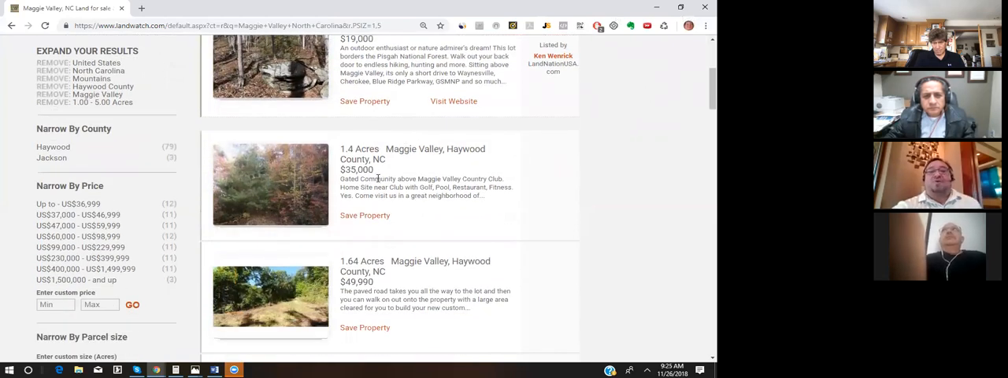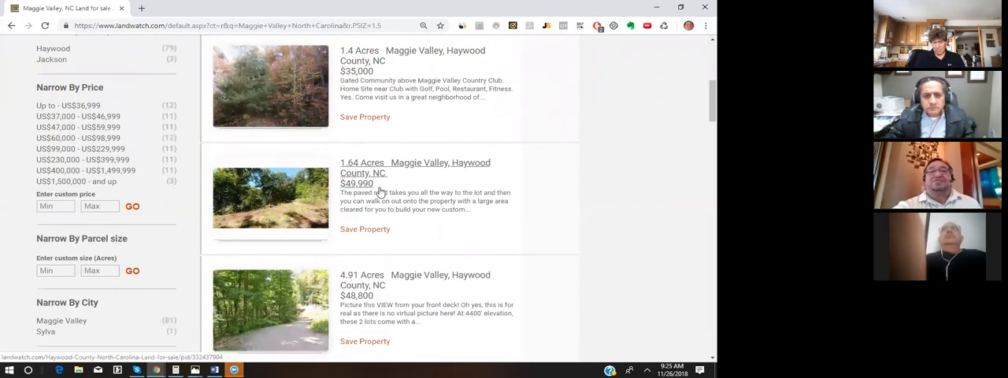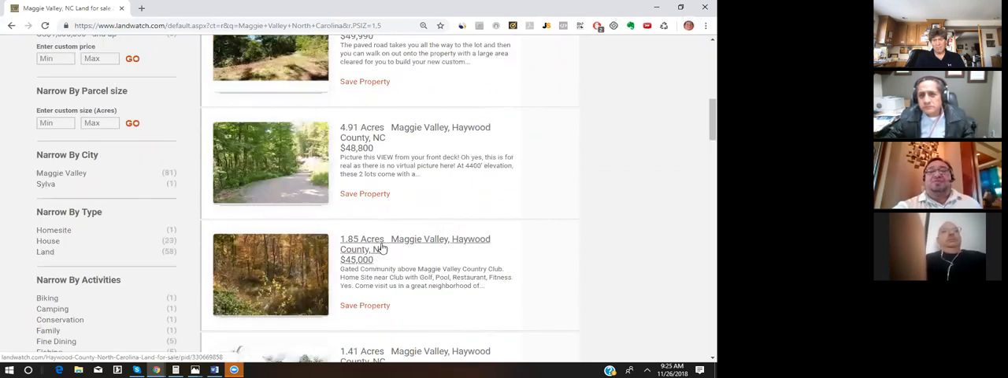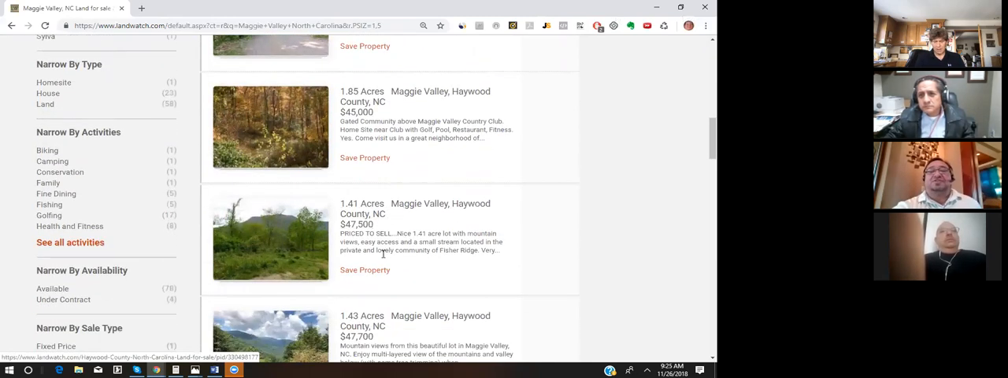Here's 1.4, $35,000. 1.6, $50,000. 5 acres, 48. Here's another one, 1.5, $45,000. Okay. Here's another one, 47. So three lots, you guys, for $20,000. So do you think I could probably sell one of these lots for at least, let's just say even half of that, for $20,000 or $30,000?